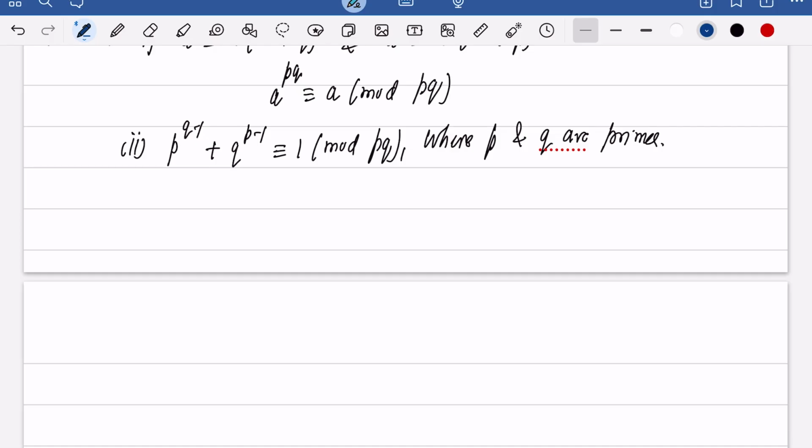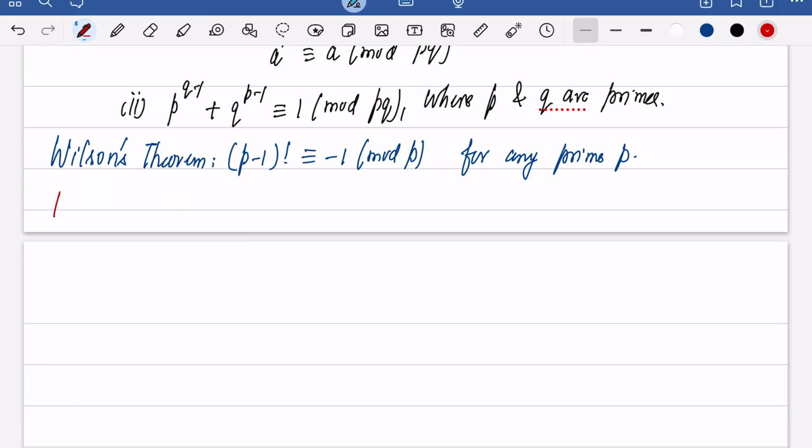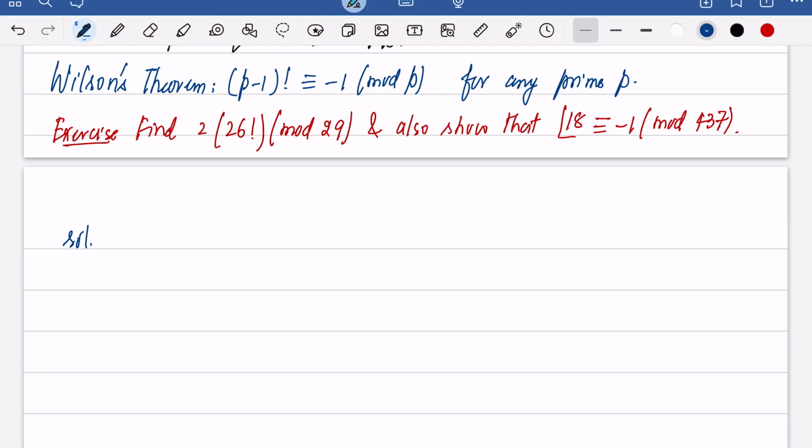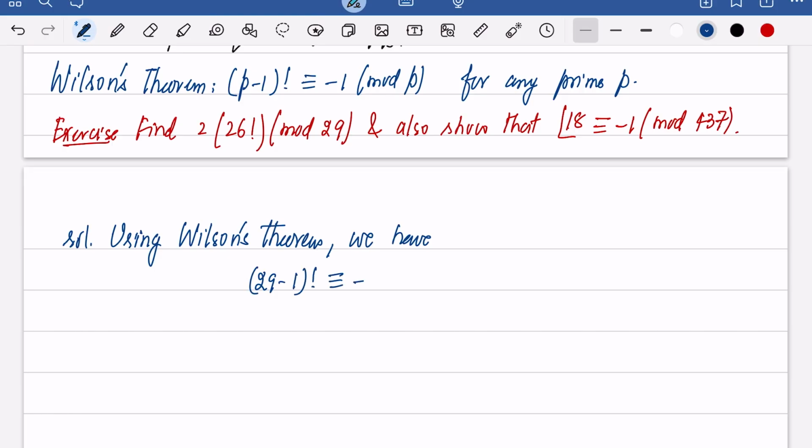Now let's come to Wilson's theorem. Wilson's theorem states that (p-1)! is always congruent to -1 modulo p for any prime p. Now how do we apply Wilson's theorem? We will take up one exercise here. In the solution, using Wilson's theorem, we have (29-1)! is congruent to -1 mod 29, because 29 is a prime number. So this implies 28! is congruent to -1 mod 29.